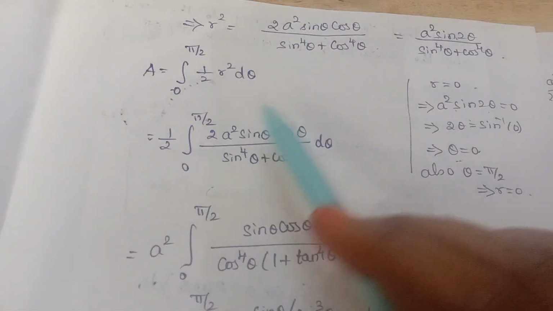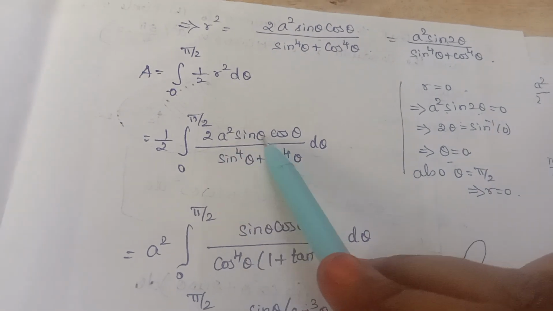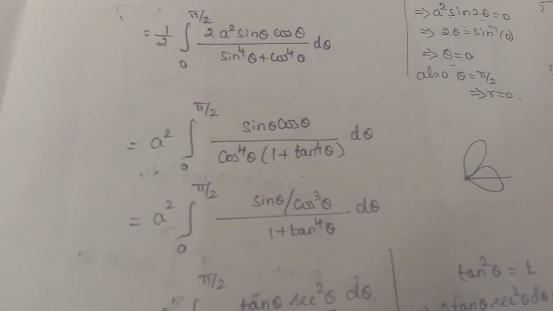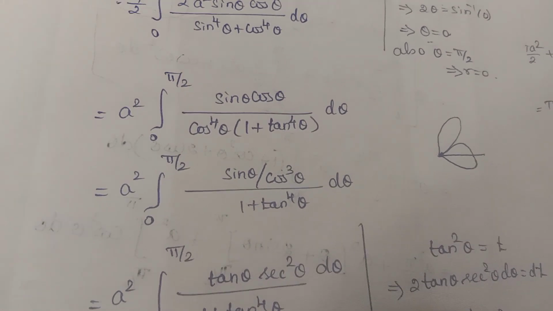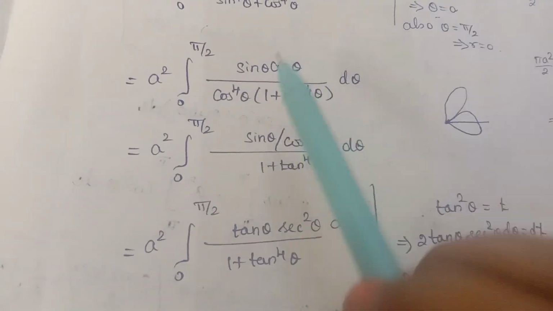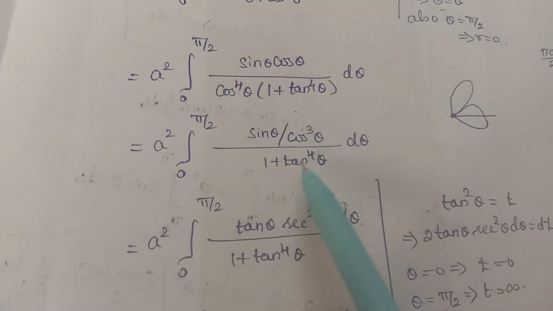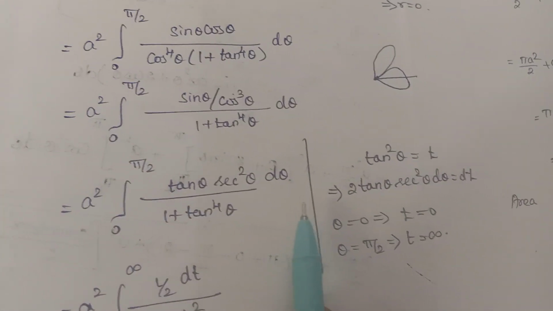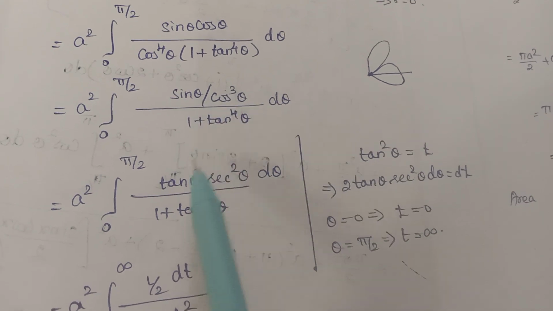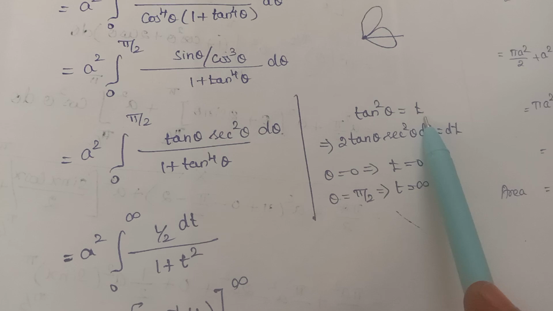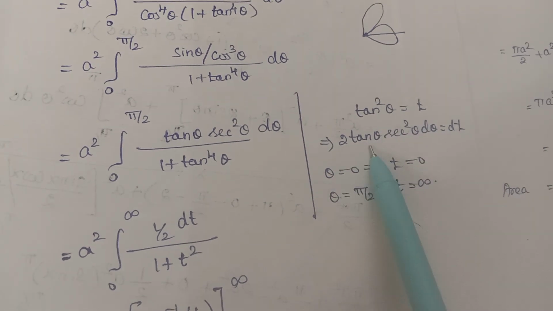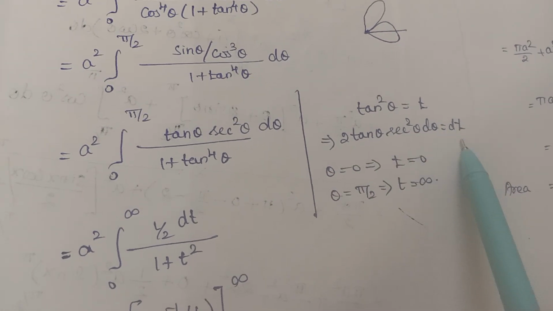Okay, right. Now substitute the value of r square. So 2a square sin theta cos theta by sin power 4 theta plus cos power 4 theta. Now throughout divide by cos power 4 theta. So what will happen? This will become sin theta by cos cube theta by 1 plus tan power 4 theta. Okay, this can be written as tan theta secant square theta by 1 plus tan power 4 theta. Let me take tan square theta equal to t. That implies 2 tan theta into secant square theta d theta equal to dt.